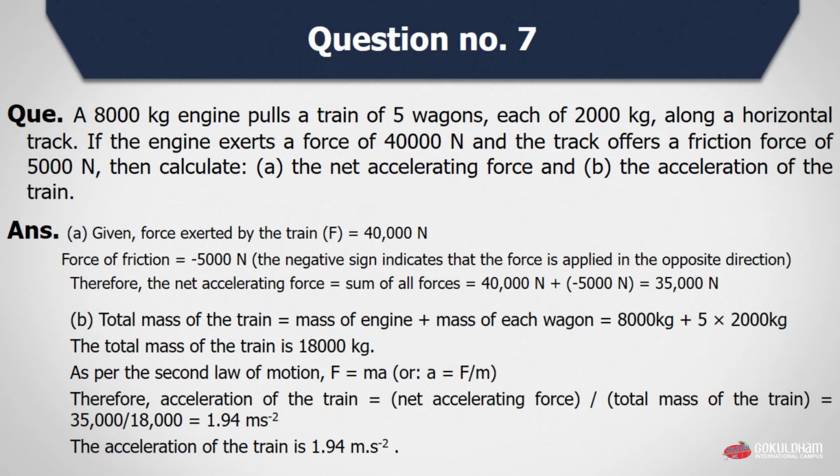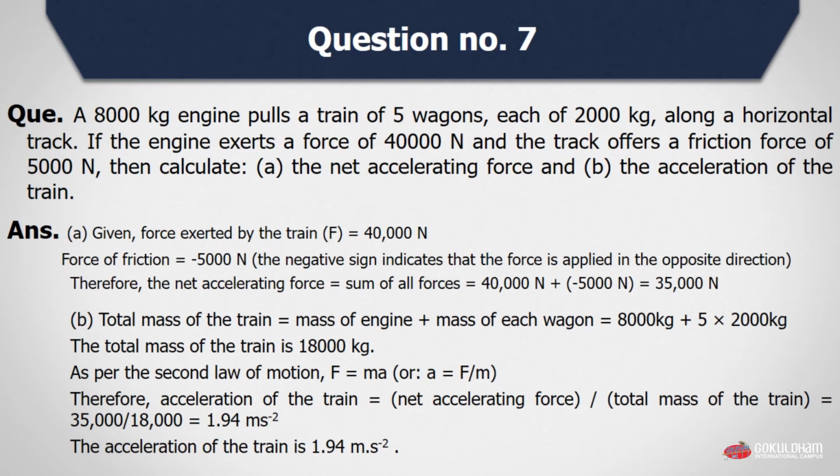For our solution of A, which is the net accelerating force, it is given that the force exerted by the engine, say F, is equal to 40,000 Newton, which is already given in the question, and the force of friction is also given as 5000 Newton. Here the negative sign indicates that the force is applied in the opposite direction.